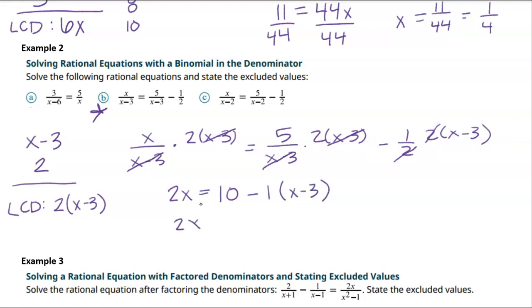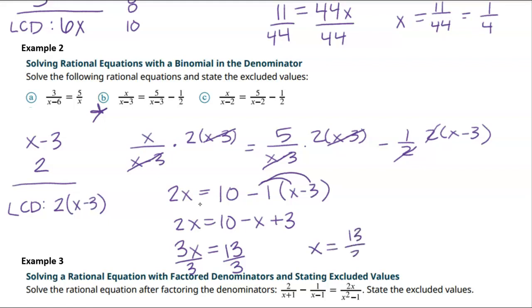Again, I'm going to be able to just solve this like I would a linear equation by distributing the -1 to both of those terms. I'm going to combine like terms by bringing this x over. Adding x to both sides makes 3x on the left-hand side, and then 13 on the right-hand side. I'm going to divide both sides by the coefficient in front of x, and I get that x is the rational number 13 over 3, and I'm just going to leave it in that improper fraction.